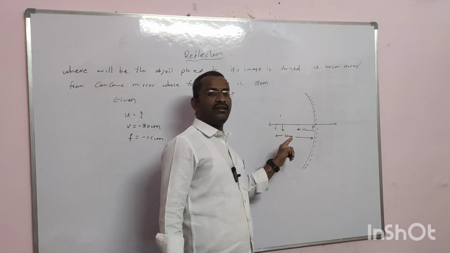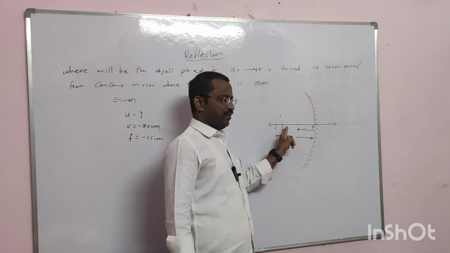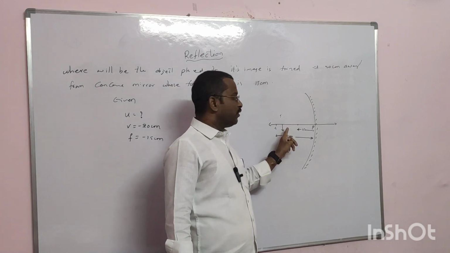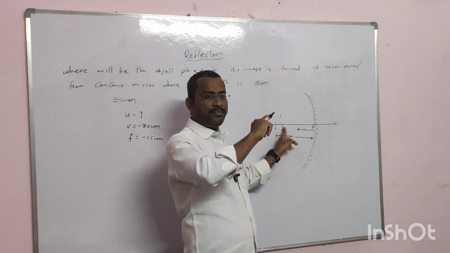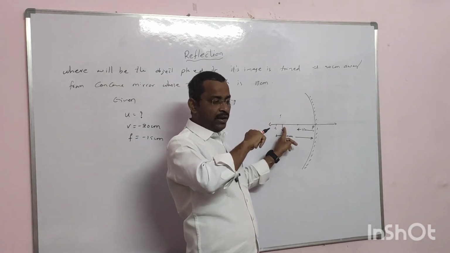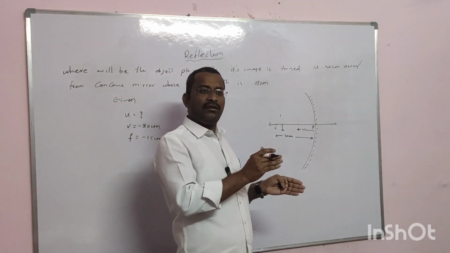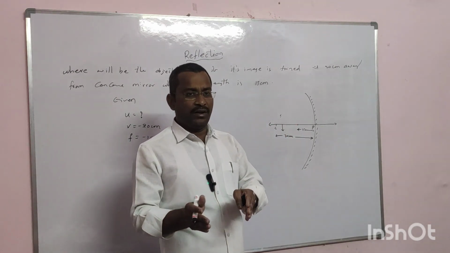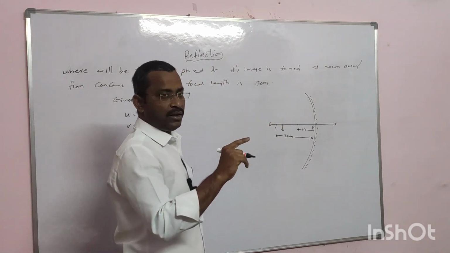Now you have placed 20 centimeter. 20 always lies between 15 and 30. Somewhere you can place it, not exactly 20. So you have formed the image in between, so the object has to be beyond. If the image is between, the object is beyond. If the image is beyond, the object should be between. So now you already understood that somewhere the object has to be placed beyond the C.